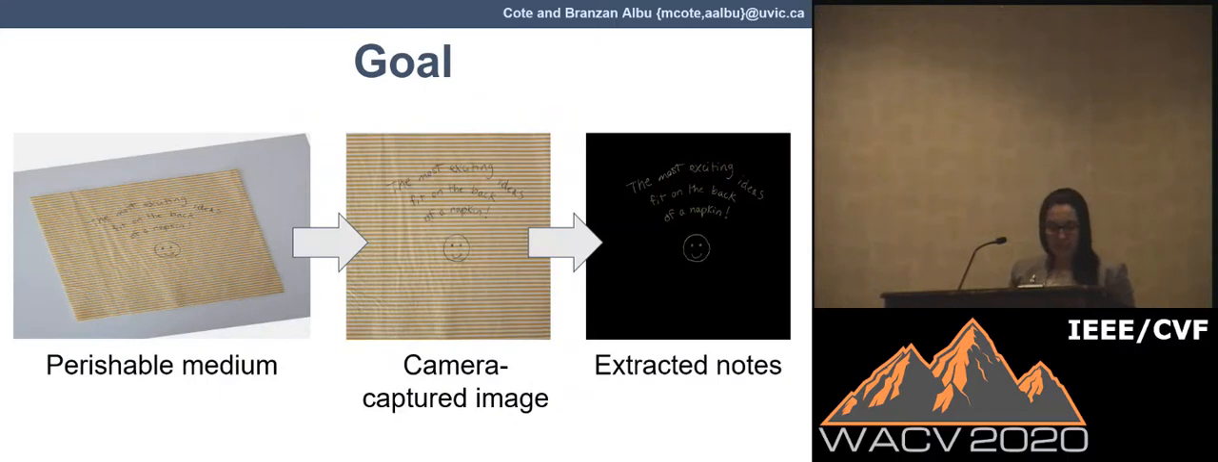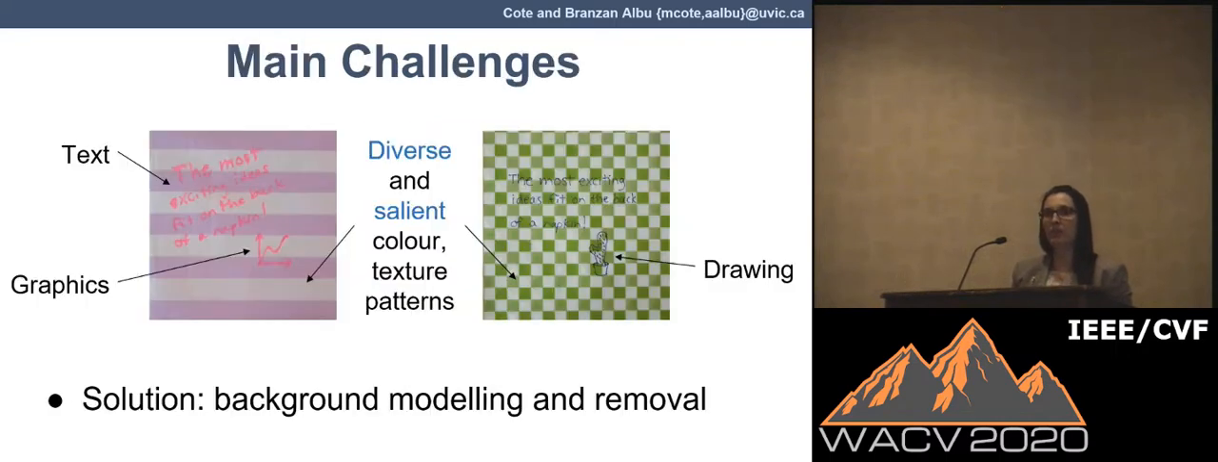Our goal is to preserve back-of-the-napkin ideas written on perishable media. So given a camera-captured image of an actual paper napkin containing hand-sketch notes, we want to automatically extract these notes to facilitate further processing steps such as handwriting recognition, document vectorization, and so on. Hand-sketch notes are not limited to text. They can also include drawings, graphics, so we cannot rely on text detection methods.